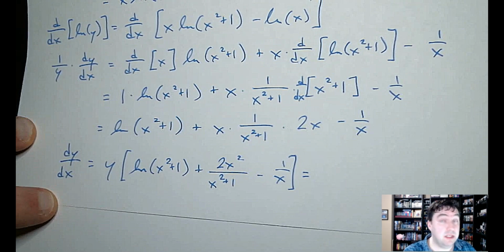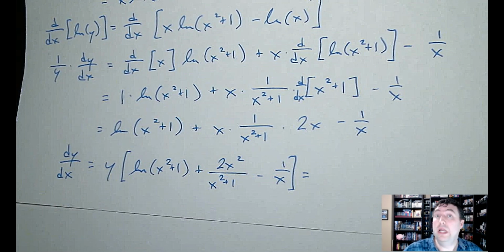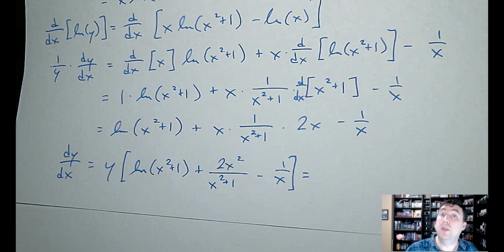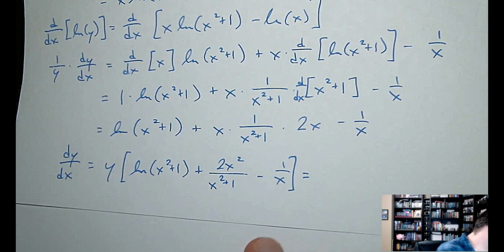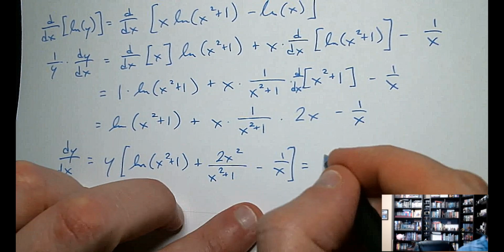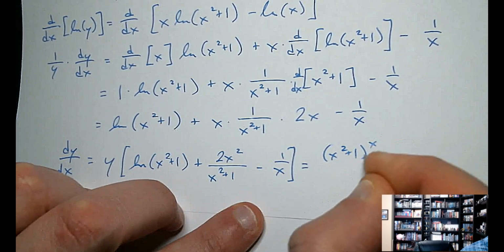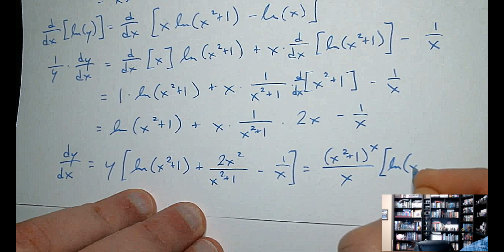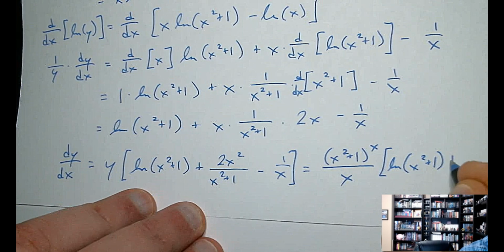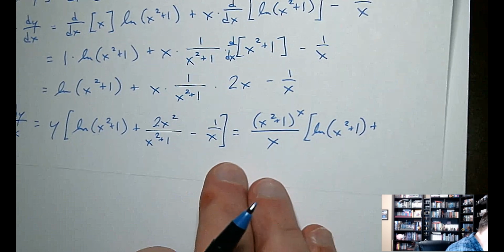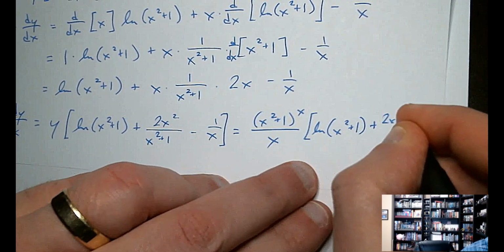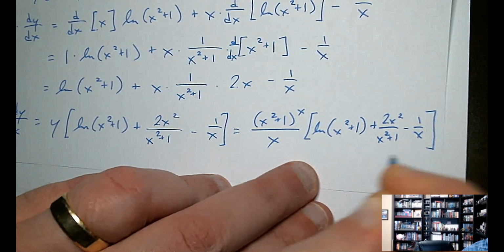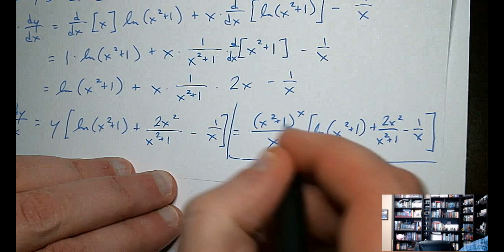This didn't start out as an implicit function. We had to make it one in order to be able to differentiate it. But if it starts off as an explicit function of x, the derivative should only have x in it as well. So this is going to be (x squared plus 1) to the x, all over x, times this expression. So times the natural log of (x squared plus 1), plus, just squeeze it in here, 2x squared over (x squared plus 1), minus 1 over x. There's our derivative.